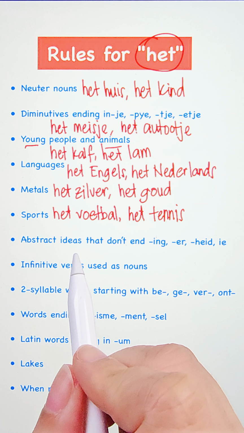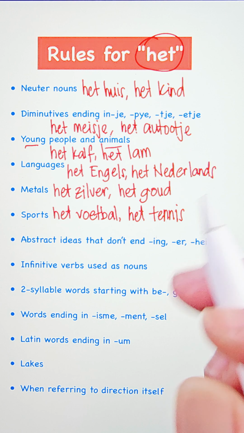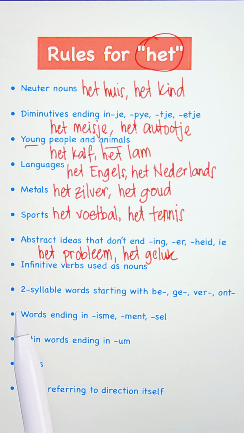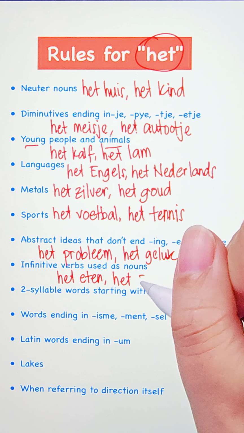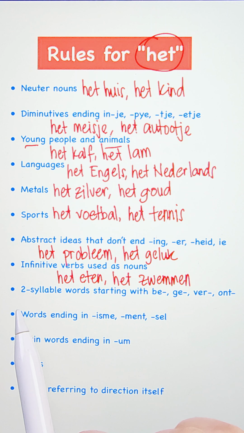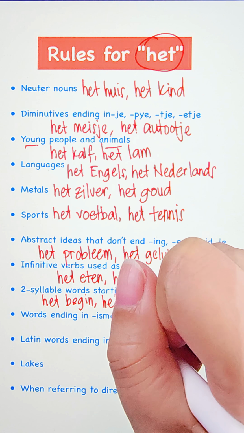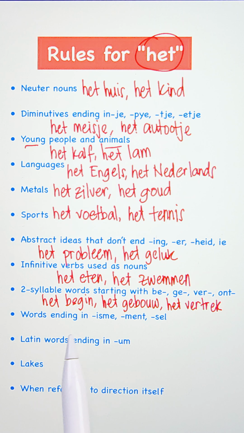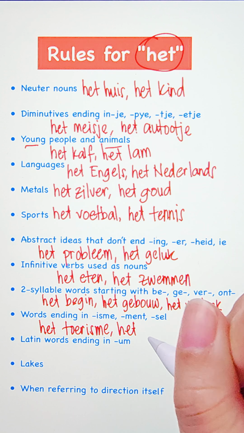It's also used for abstract ideas that don't end in -e and -ing, -heid, and -e. Example, het probleem, het geluk. It's also used for infinitive verbs used as nouns. Het eten, het zwemmen. It's also used for two-syllable words starting with be-, ge-, ver-, ont-. For example, het begin, het gebouw, het vertrek. It's also used for words ending in -isme, -ment, and -sel, like het toerisme, het moment.